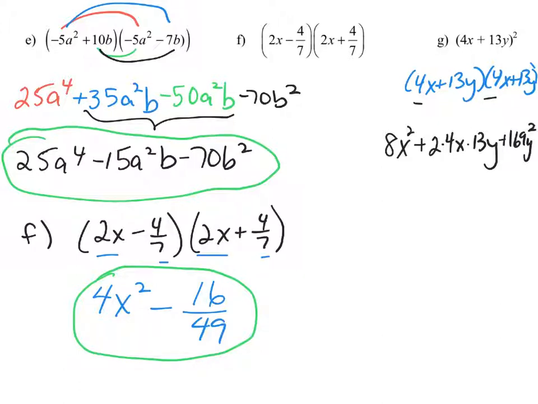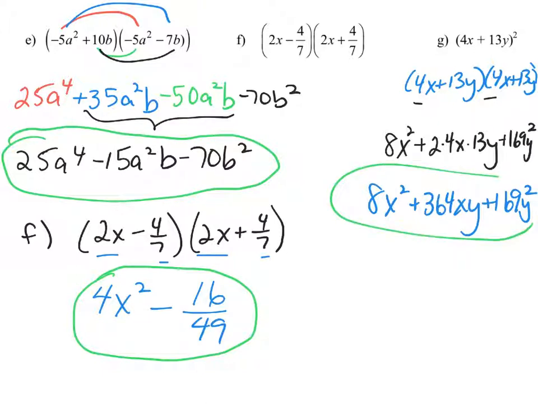Let's simplify the middle term to get 2 times 4 times 13, that's going to be 364xy, plus 169y squared. As our final answer, 16x squared plus 104xy plus 169y squared.